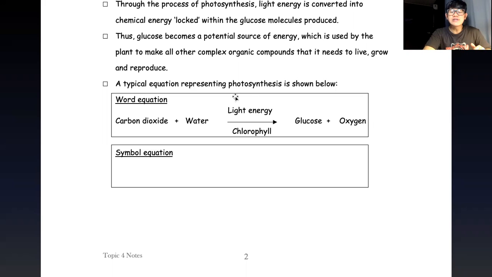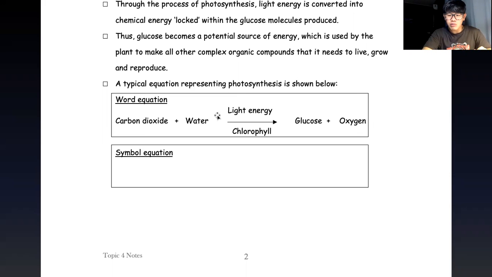So as you can see, there are 4 factors which actually affect photosynthesis, because without any of these 4, photosynthesis will not actually happen. So we're going to look at how carbon dioxide, light, and chlorophyll, these 3 factors, how they know these 3 factors are needed.